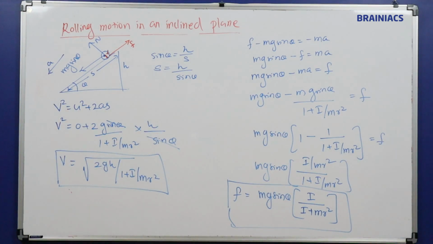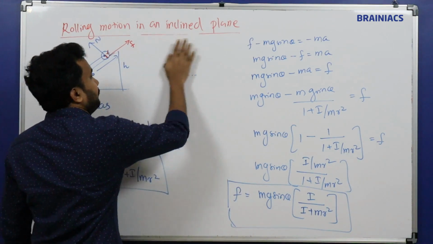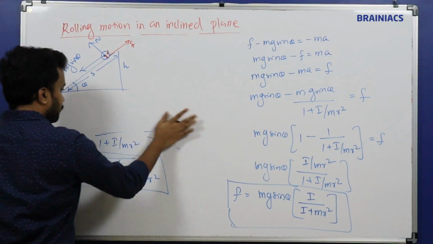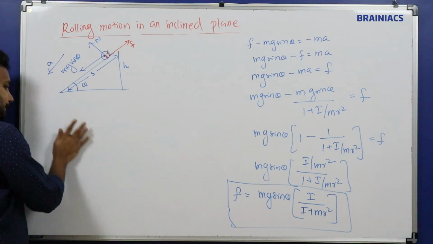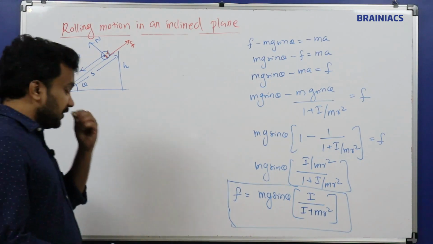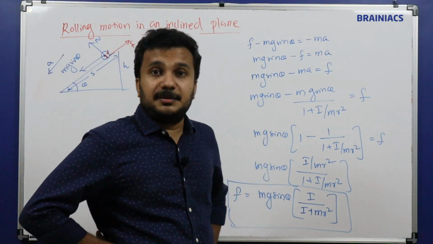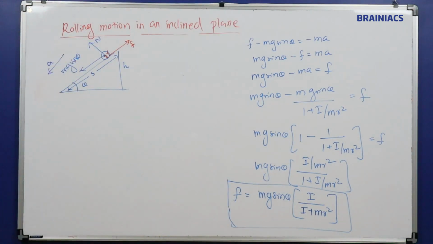But listen very carefully. Okay, so I'm clearing this area. All these things should be in your notebook, no compromise on that. So here the friction force is given as mg sin theta into I divided by I plus mr square. But you may ask, sir, this is wrong.